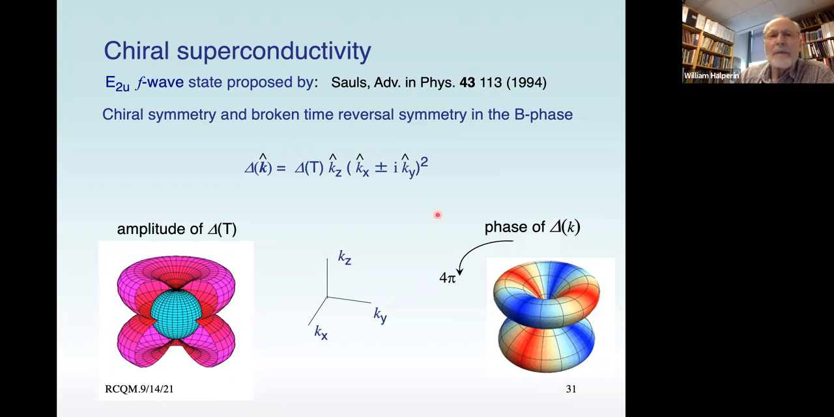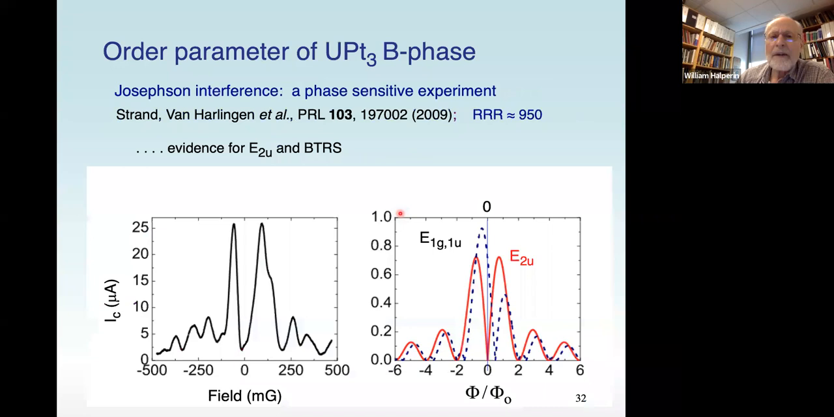And in particular, what one finds for the B phase is that the Chern number is 2 for this state, and hence, if you rotate around the Fermi surface, you get a phase winding of 2. And Dale van Harlingen, with crystals that we supplied, I think the triple R was 950 for this, was able to do phase-sensitive interference experiments.